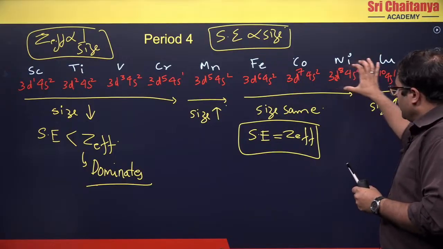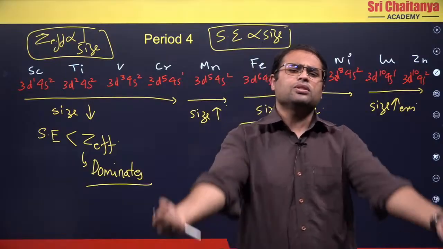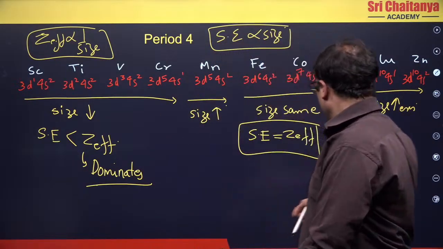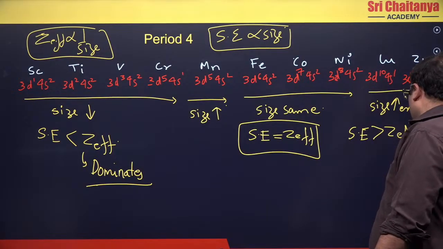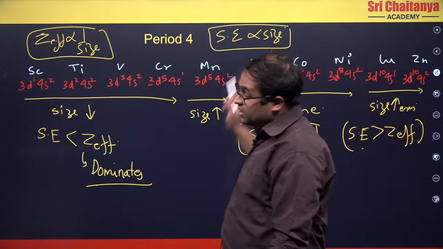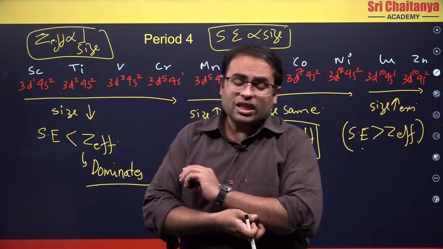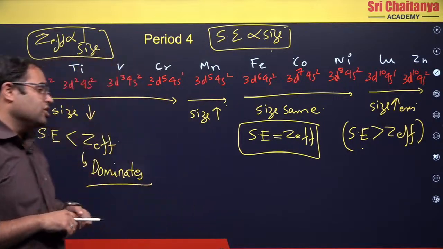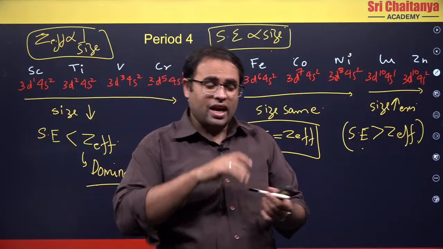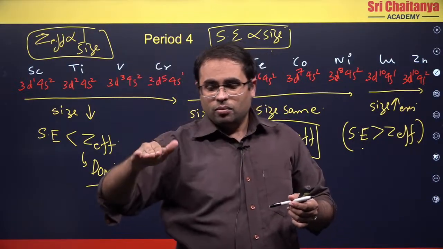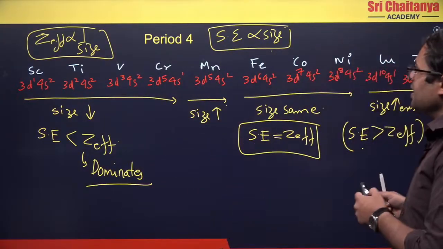After this, the number of d electrons is d10, fully filled d electrons, and the screening effect becomes stronger than Z effective. So now the screening effect is stronger than Z effective. As the screening effect is stronger here, the size increases. So these are the logics for how size changes. Size decreases, shoots up, becomes same, size decreases, shoots up, becomes same, and then increases again, right? So this happens in period 4.